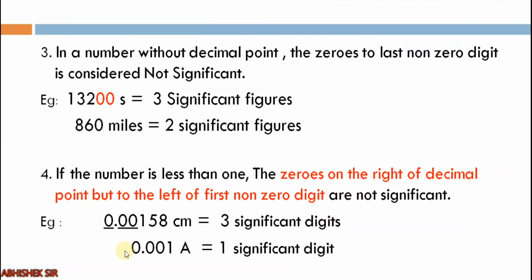Another example, if you see electricity 0.001 ampere, only one non-zero digit is there. Apart from that, all the zeros after the decimal will not be significant, right? So this rule is perfectly clear with the example, right?